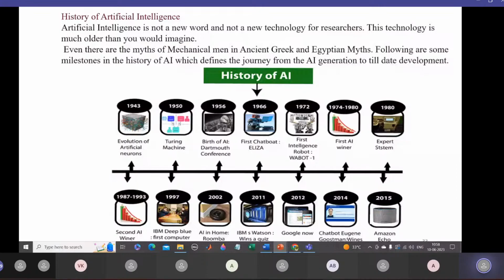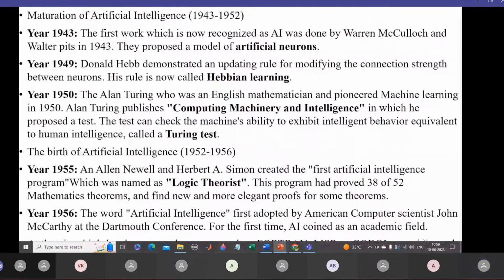Then in 97, we had IBM, first computer. 2002, AI at home, and then 2011, IBM machine learning quiz, and then 2012 we have Google. And chatbot we had in 2015, and Amazon and all that in 2015. Just a brief study about this. Then your maturation of artificial intelligence from 1943 to 52 when it started evolving.